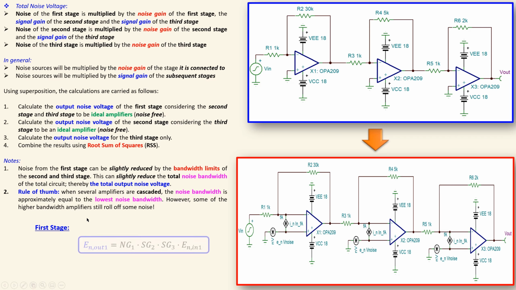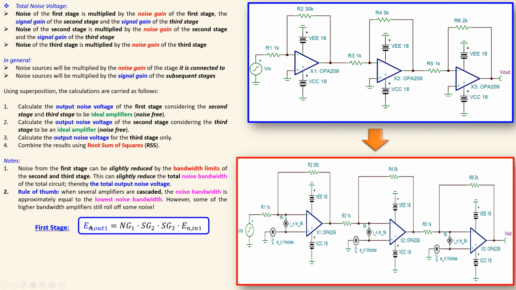The first stage will be given by this. So this is actually the contribution of the first stage to the output. This is the output noise voltage due to the first stage only, considering the second and the third stage as noise free. You can see it is multiplied by the noise gain of the first stage, by the signal gain of the second stage, and also the signal gain of the third stage, times the input referred RMS noise voltage of the first stage only.